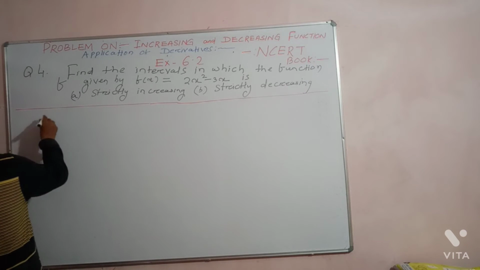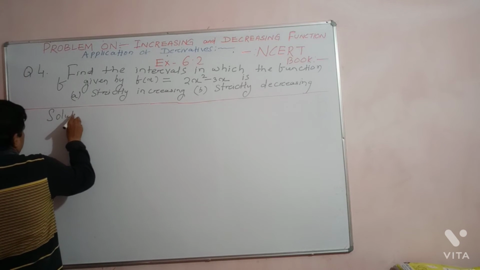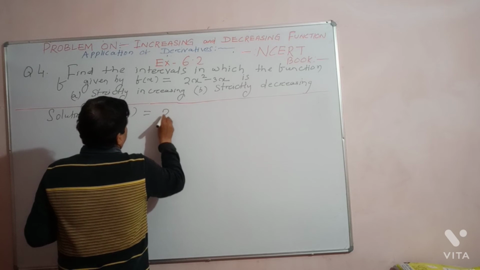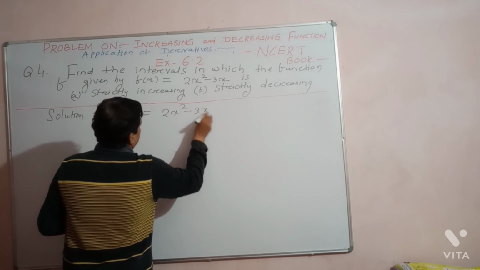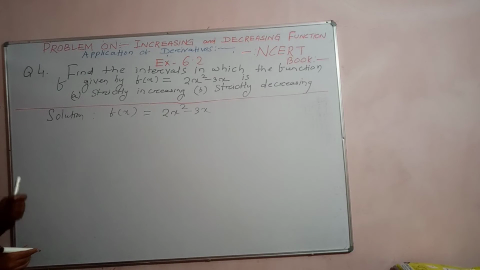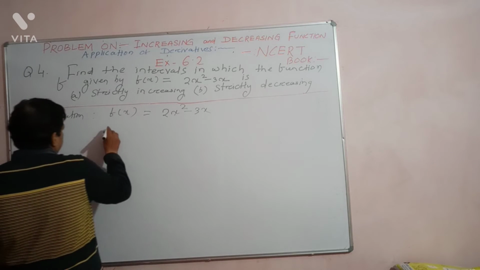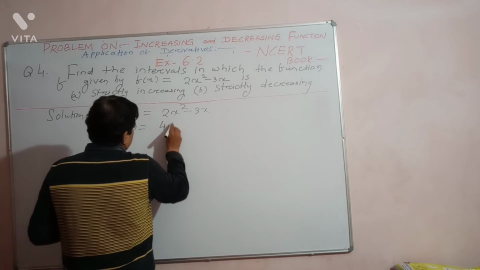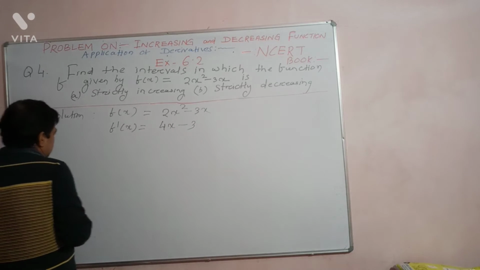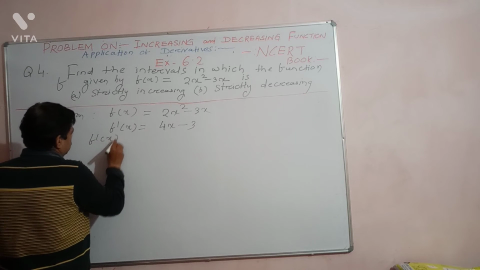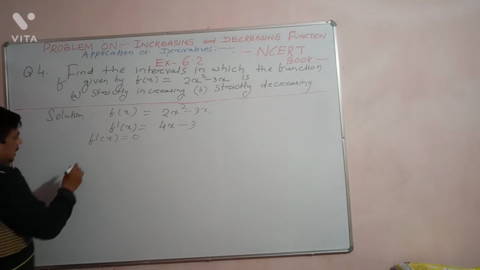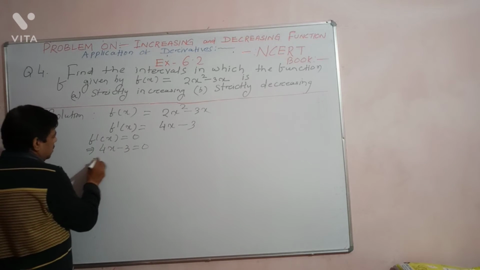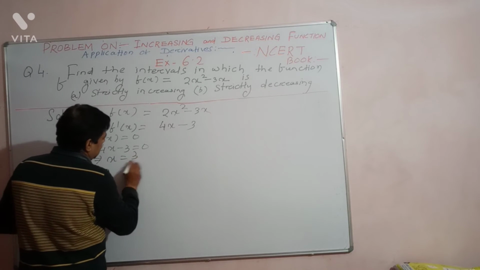So we know that the given function is f(x) = 2x² − 3x. To find whether the function is increasing or decreasing, first of all you have to find its derivative f'(x). So the derivative of f(x) is f'(x) = 4x − 3. Understand? Let us equate the derivative f'(x) to 0. So 4x − 3 = 0. So that implies x = 3/4.